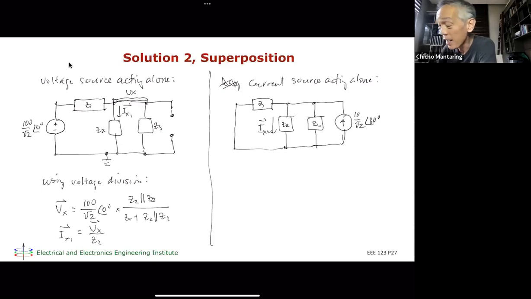Ix2 is the component of Ix with the current source acting alone. So, any suggestions for computing for Ix2? I can actually use current division to compute for Ix2. Right? What is the current division formula? Do you remember?